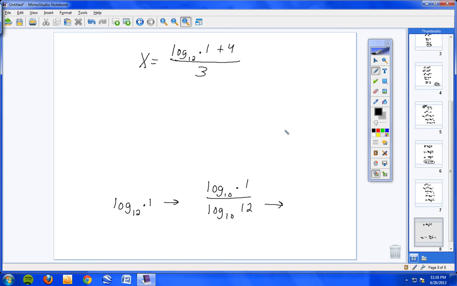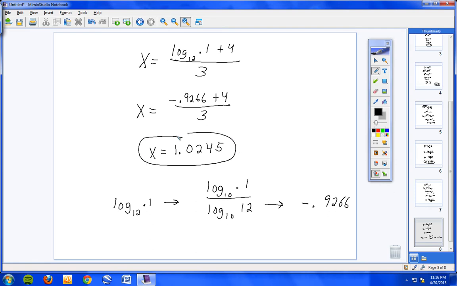You should get out this decimal right here, negative 0.9266. So I'm going to come up here, and where the logarithm is, I'm going to put negative 0.9266, and then plus 4, and then all of that divided by 3. All right, so I'm going to go ahead and type that into my calculator, plus 4 divided by 3. If you type all of this into your calculator, you should get out this decimal right here, 1.0245. Now you might be off a little bit due to rounding, but that's basically the answer you should get.